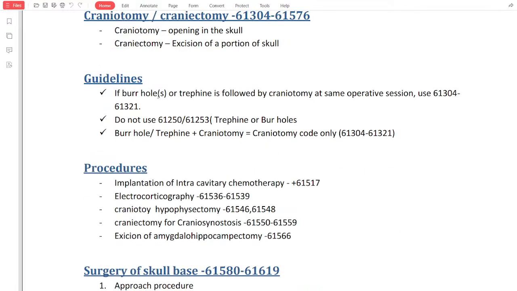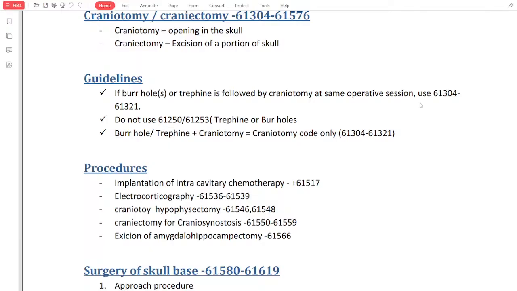And guidelines. Guidelines, if burr hole or trephine is followed by craniotomy at the same operative session. Okay. Burr hole or trephine, both are the same. What is another name of burr hole? It is a trephine. Followed by craniotomy at the same operative session, use 61304 to 61321.